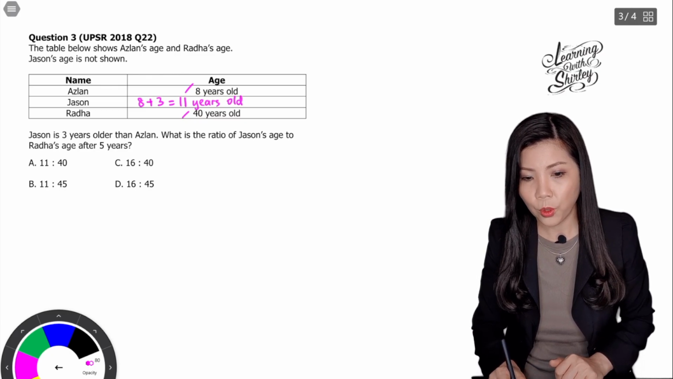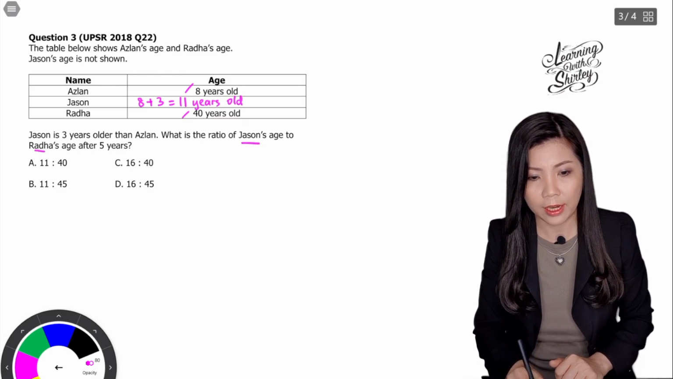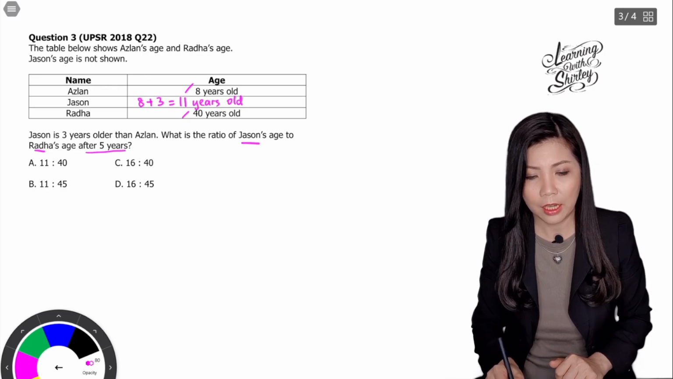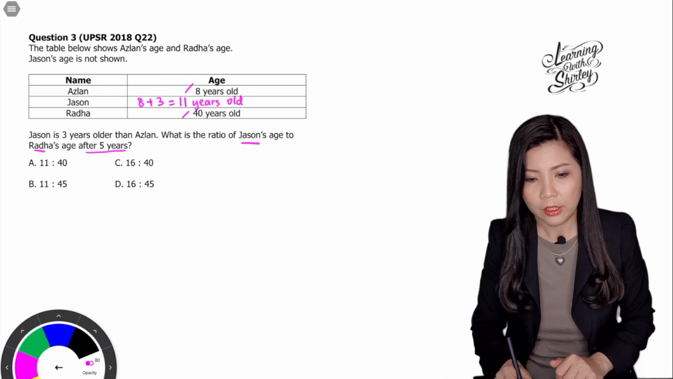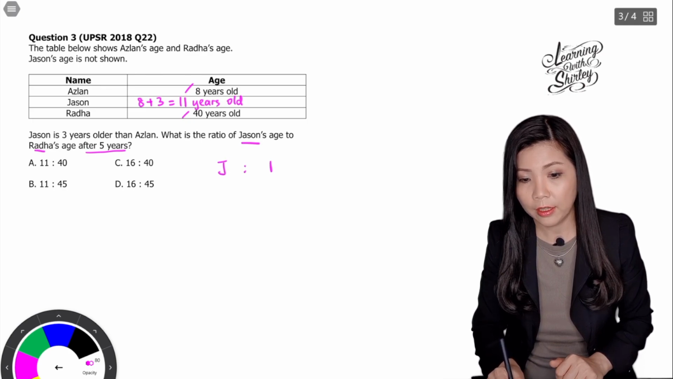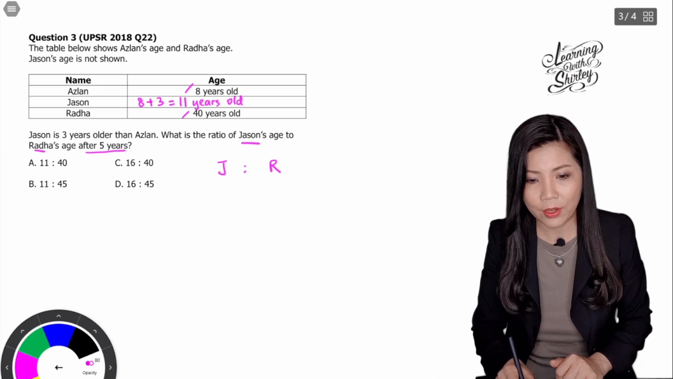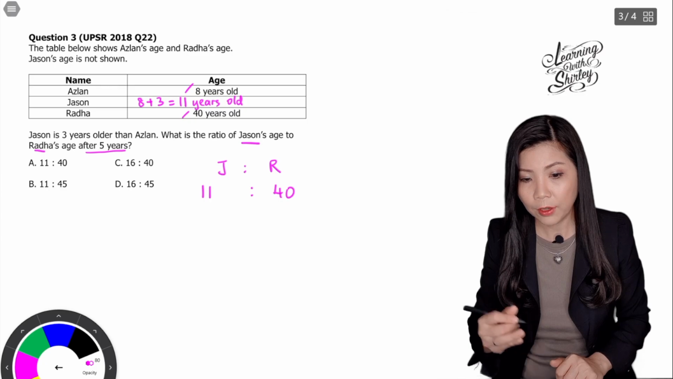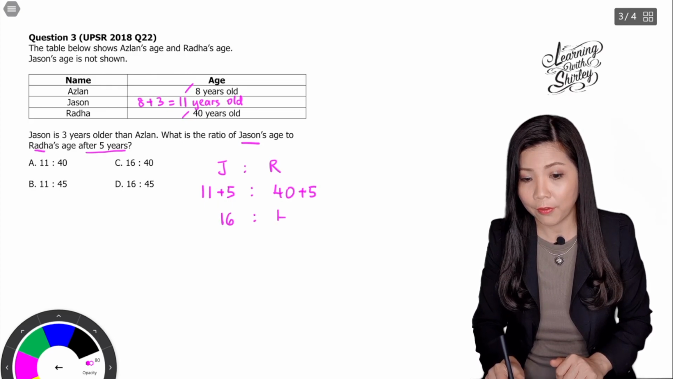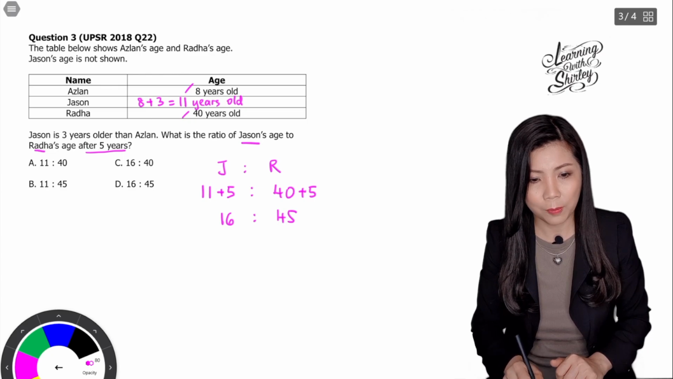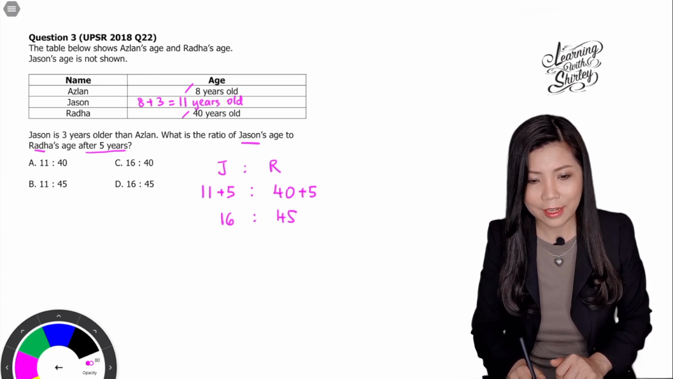What is the ratio of Jason's age to Radha's age after 5 years? So I'm going to add 5 to Jason's age and Radha's age. So Jason to Radha. Jason is 11 years old and Radha is 40. But after 5 years, which means that I have to add 5 to both sides. So we get 16 to 45. Let's look at the options A, B, C, D, and the answer is D.